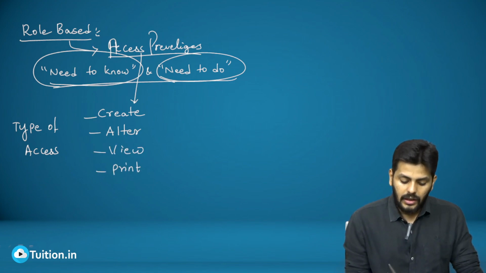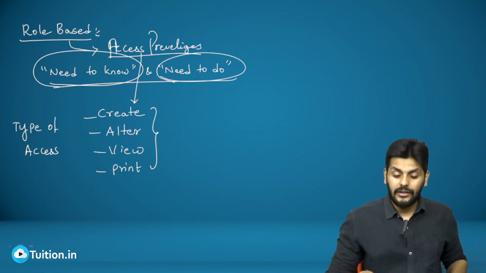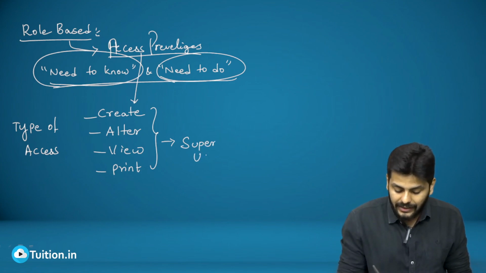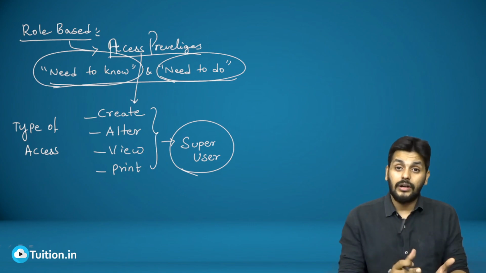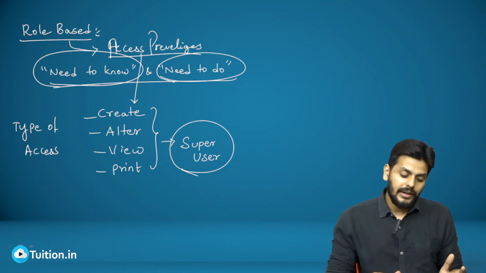Now, generally, all four being given to one individual in an organization is a rare sight. If somebody is given all four, then that person is called a super user. Generally, super users or administrators are those people who have access to doing everything in the system, like what you right now saw there.